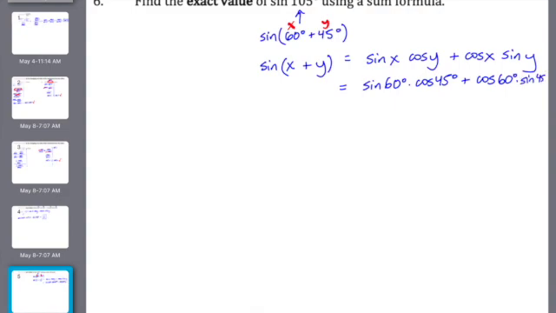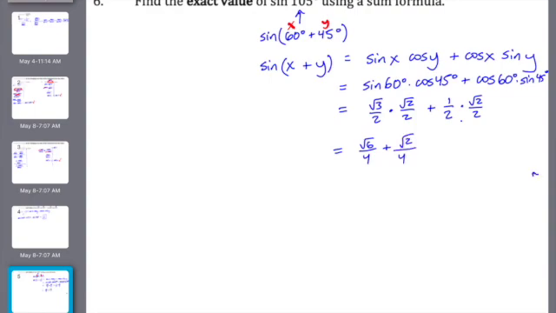The reason we did that is because these are all values that are on our unit circle. Hopefully you recognize that the sine of 60 degrees is on our unit circle, and that value is just root 3 over 2. The cosine of 45 degrees is root 2 over 2, plus the cosine of 60 degrees is a half, and the sine of 45 is also root 2 over 2. So now we can just multiply. Root 3 times root 2 is root 6. 2 times 2 is 4. Plus 1 times root 2 is root 2.